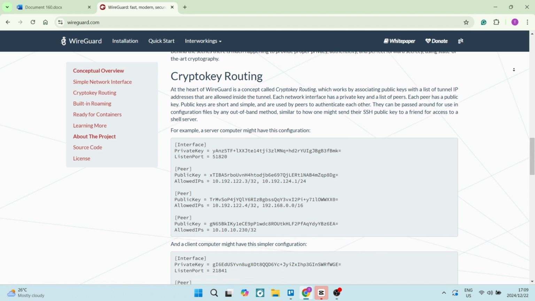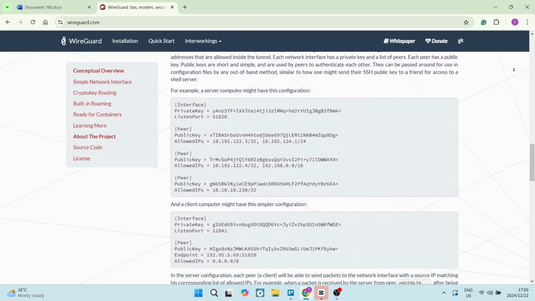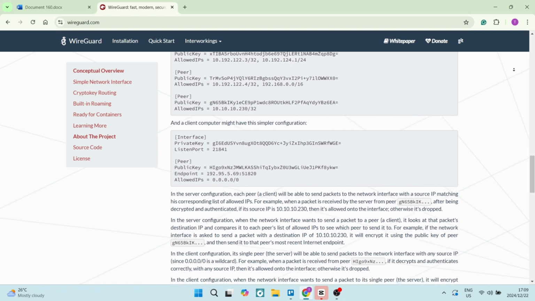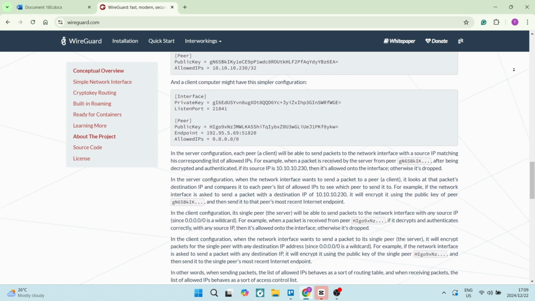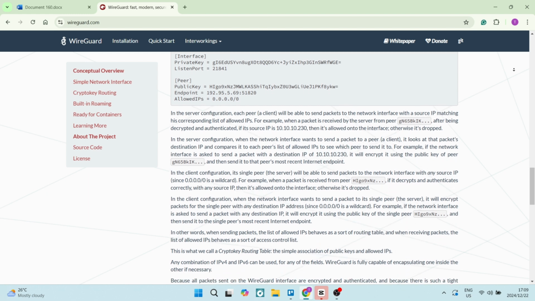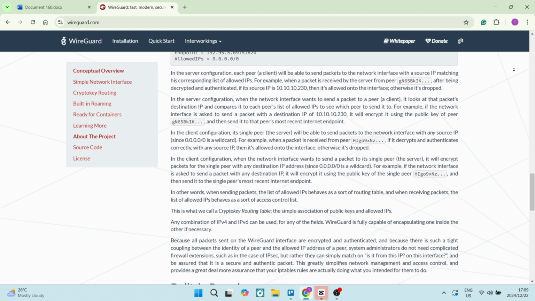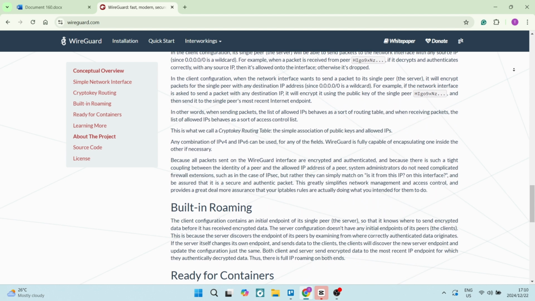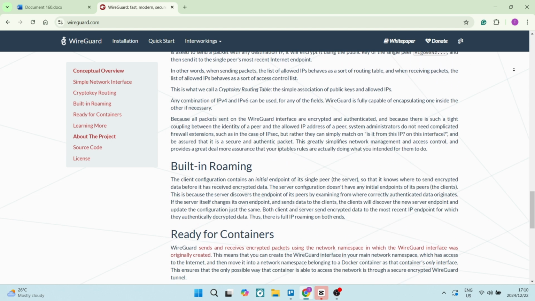Having a look at some drawbacks: the lack of a built-in GUI. WireGuard does not really come with a graphical user interface, which may deter less technical users from easily managing their VPN connections. If you are looking for something visually pleasing, it might be a bit of a drawback.